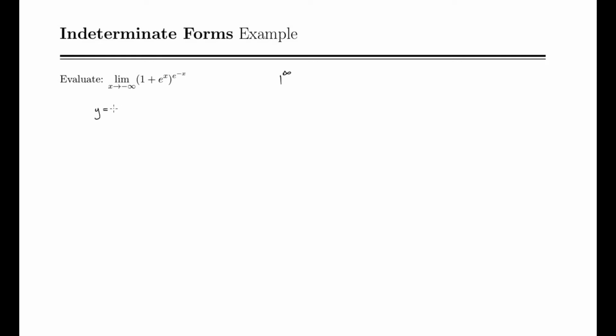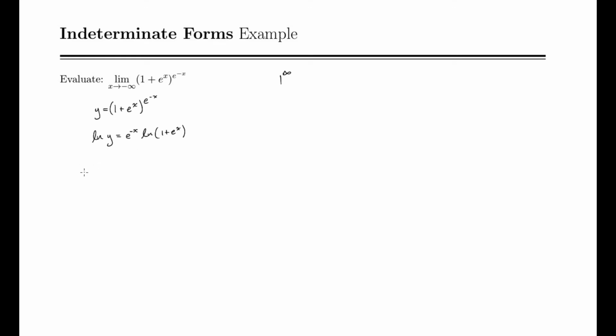So we let y equal the function that we have, 1 plus e to the x raised to the e to the negative x, and then we take the natural log of both sides. And of course the reason we do that is that it allows us to pull the power, e to the negative x, out in front. And when we do that, as x goes to negative infinity, this becomes infinity times 0. And we'll always do that when we have an exponential indeterminate form.